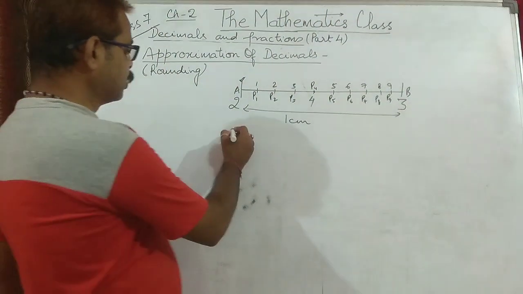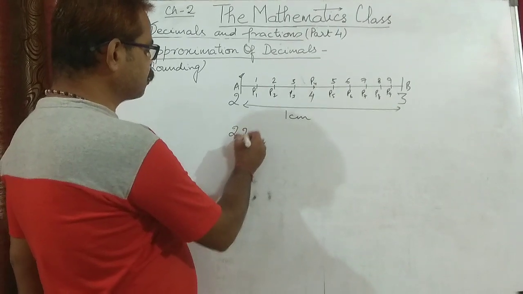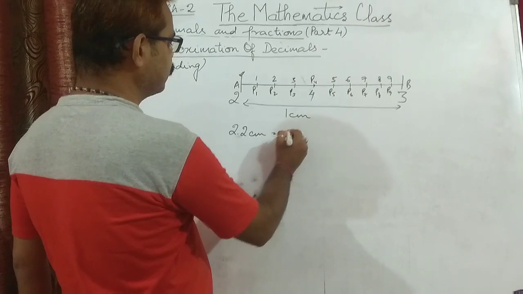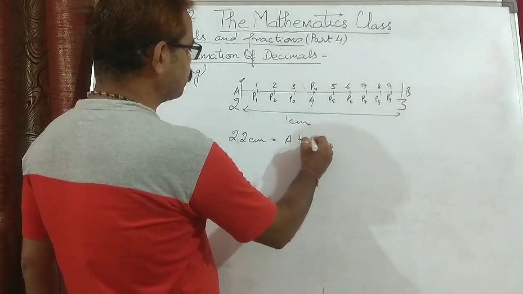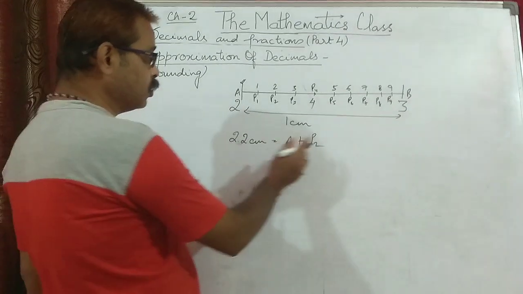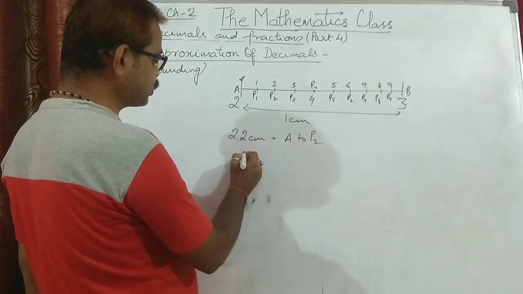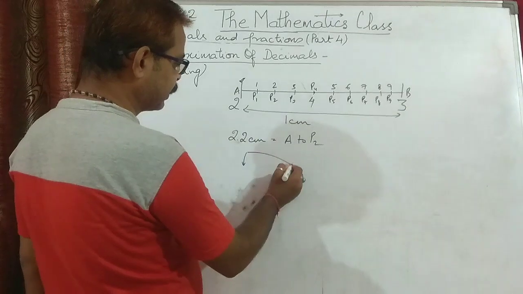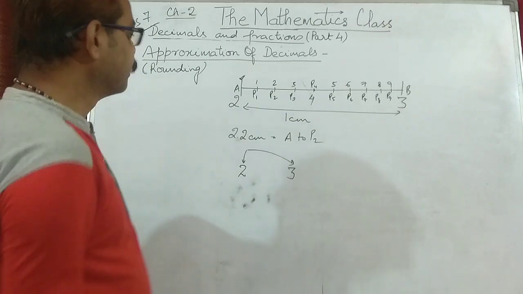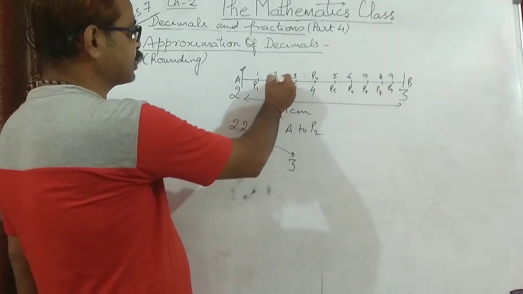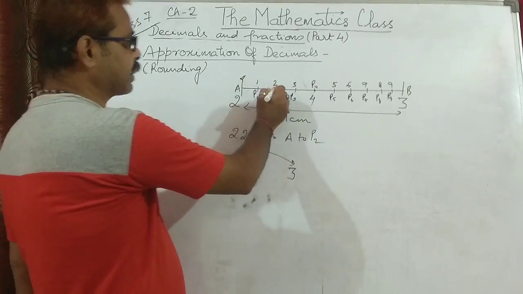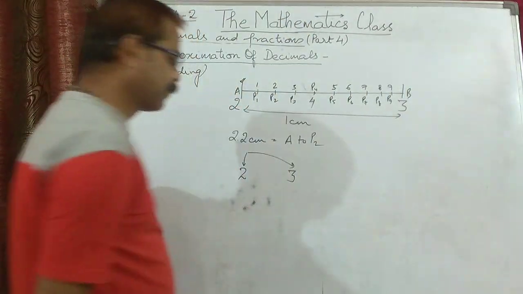So if I say 2.2 centimeter, it means we are talking from point A to point P2. So is this 2.2 near to which number? It will be either near to 2 or near to 3. But if we are standing at this point P2, it is easier to move back to point A as compared to point B.